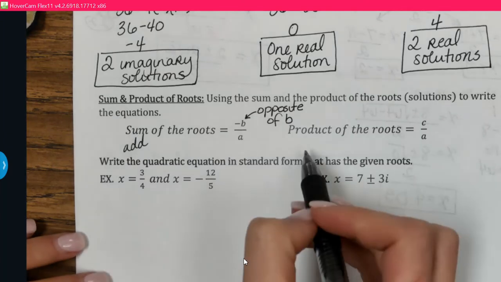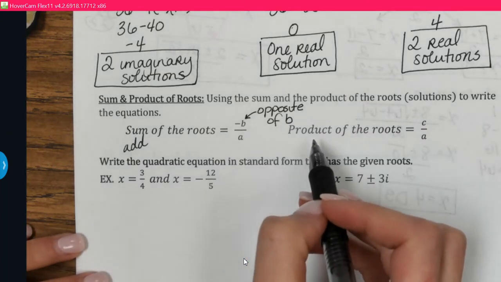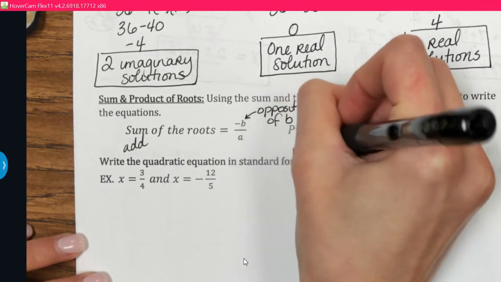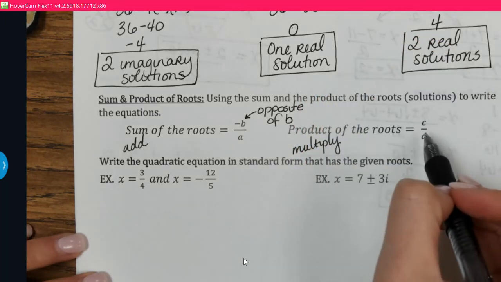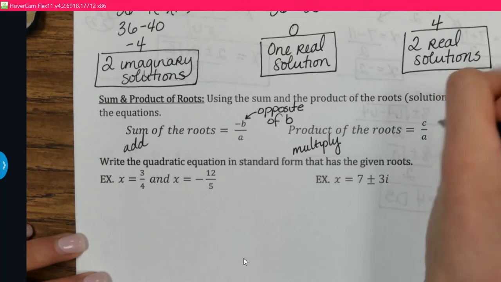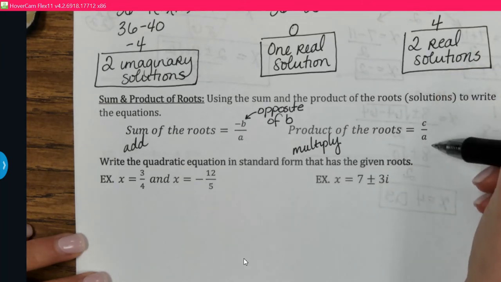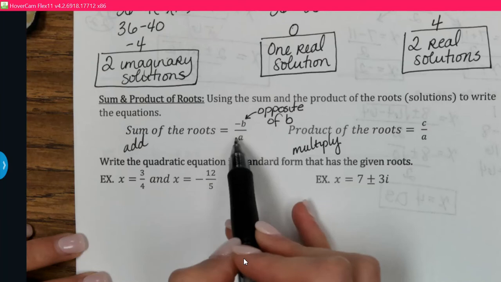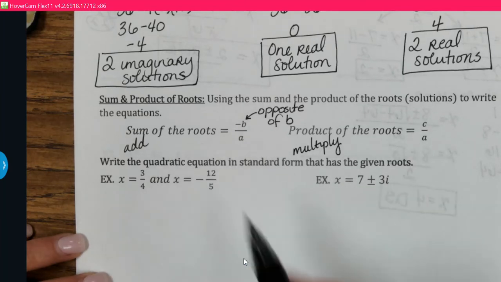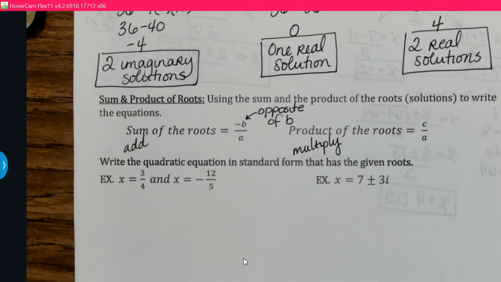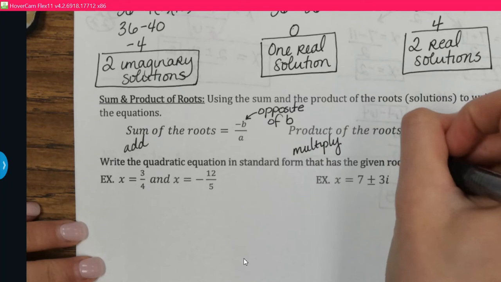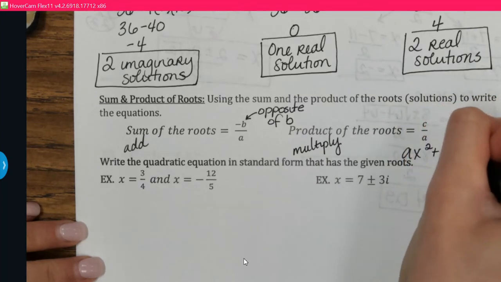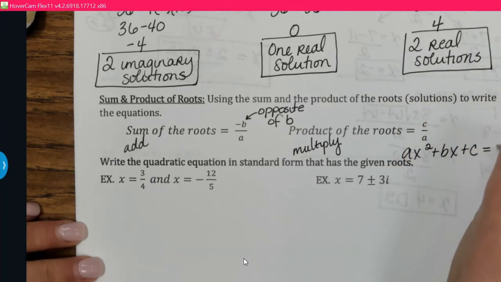Okay? Product means I'm doing what? Multiplying. When I multiply my two roots and I get my answer, the numerator is my c, my denominator is my a. So they should be divided. If you have fractions, your goal is to make sure the denominator is the same because that's your a. Okay? So remember that standard form is ax squared plus bx plus c, and we want that equal to 0.